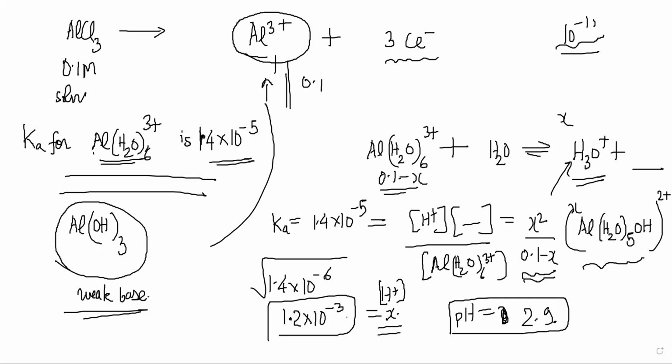Okay. Then 14.15, factors that affect acid strength and basic strength. Factors that affect acid strength. So let's see.